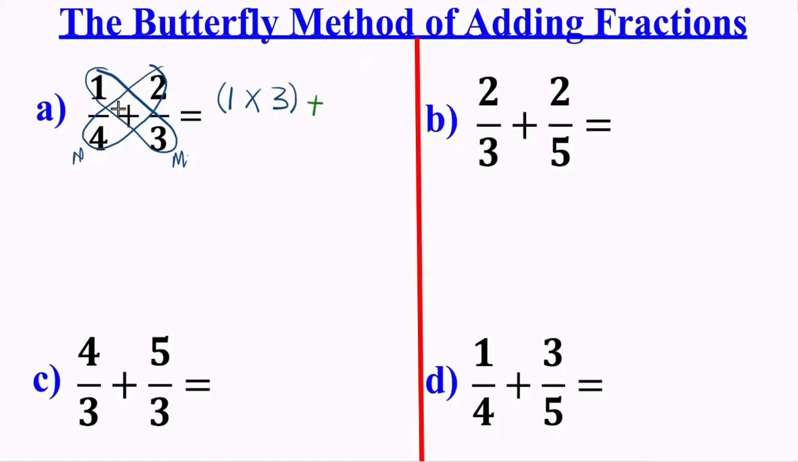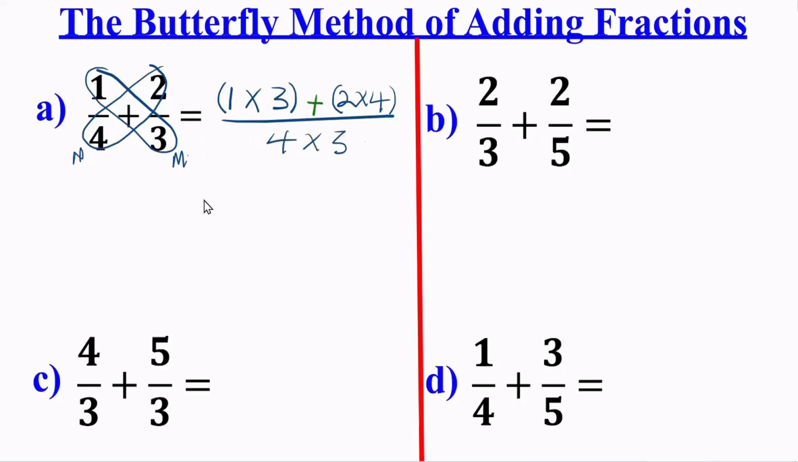Then we do the same by getting the multiplication of the entities in the minor diagonal. So we have 2 multiplied by 4, the whole of it being divided by the multiplication of the denominators. We have now 4 multiplied by 3.